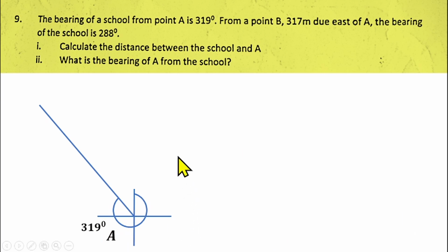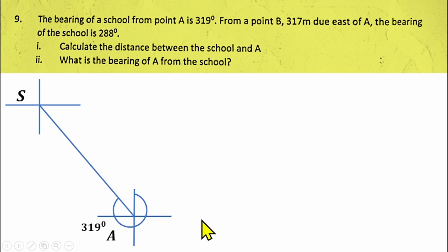Good. Then we will now draw a straight line here, which is what we have drawn. You now draw a cardinal point here to represent the school. Another cardinal point will be joined here, and I use S to represent school. So we have been able to describe this information: the bearing of a school from a point A is 319 degrees. Do we understand that? Let's move on. From a point B, 317 meters due east of A. That means there's another point B which is east of A.